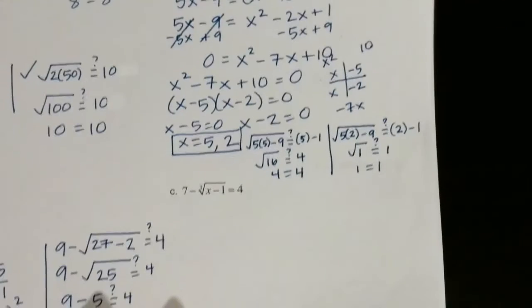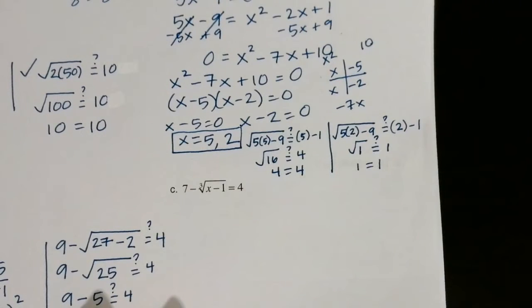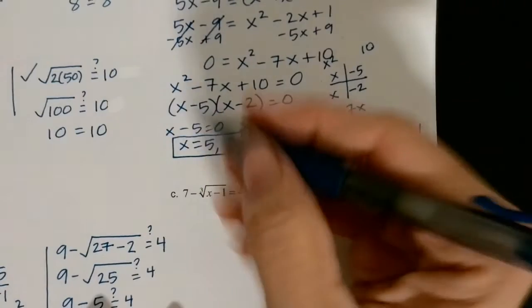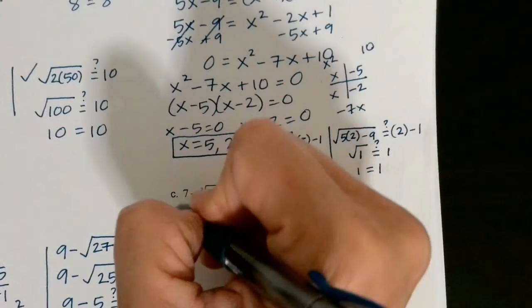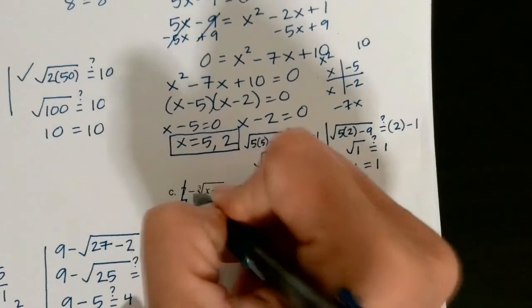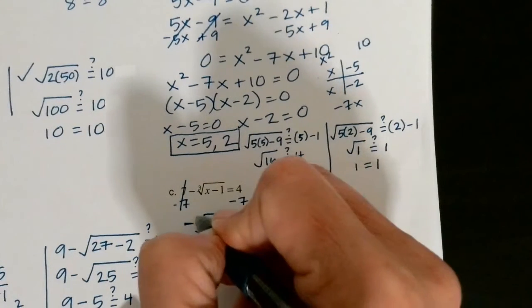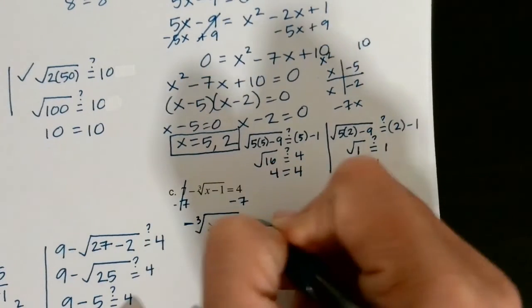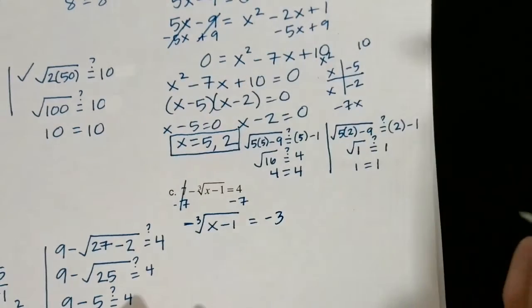Alrighty, let's move on to the next one. What do you notice that's different? Whoa, there's a cube root. We're okay. So we're going to do the same thing. We're going to isolate the cube root. So be careful because that cube root is still negative. We haven't done anything with it. Sometimes you just go so fast that you miss little things.